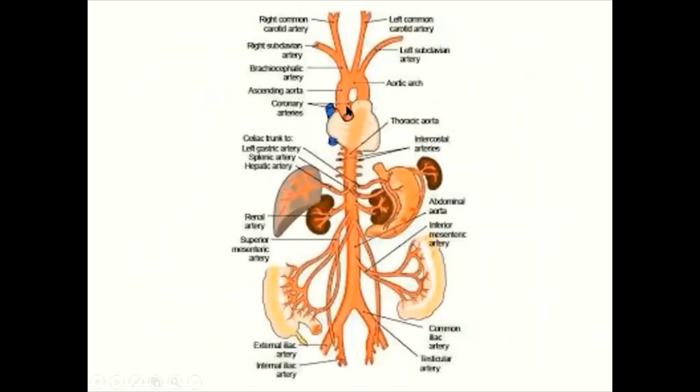So here is the ascending aorta. This one is the descending aorta. So it branches into the different organs of the body to deliver oxygenated blood. And then the arch of the aorta, you have here the brachiocephalic artery. So the right common carotid artery and left common carotid artery deliver the blood to the head. And this right subclavian and left subclavian go to the other parts of the body.